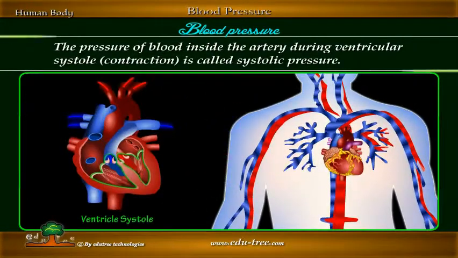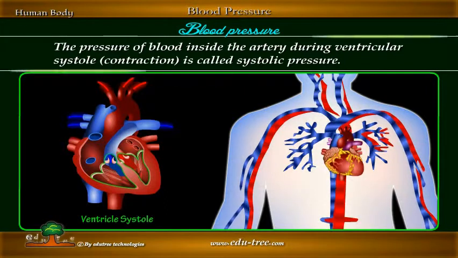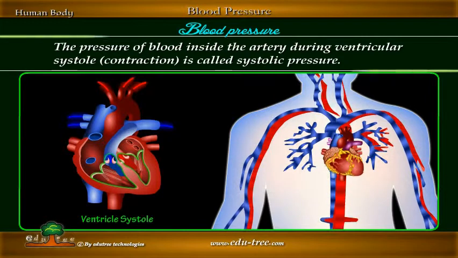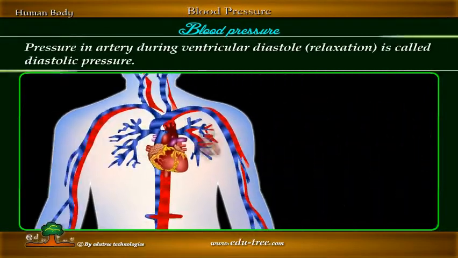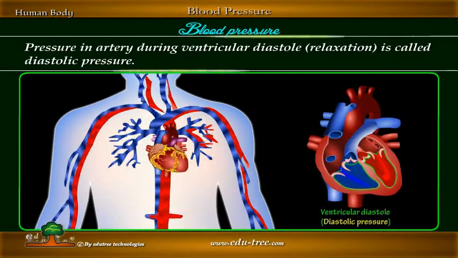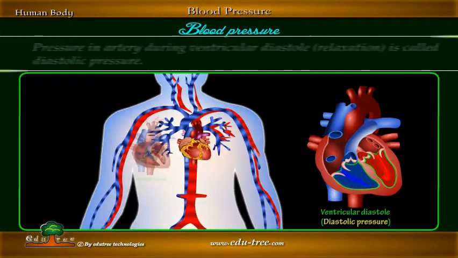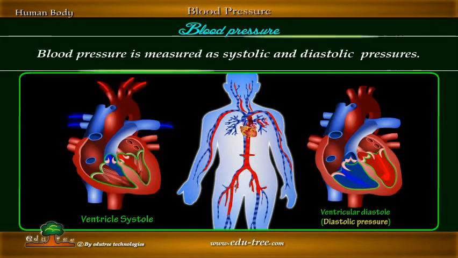The pressure of blood inside the artery during ventricular systole contraction is called systolic pressure. Pressure in artery during ventricular diastole relaxation is called diastolic pressure. Blood pressure is measured as systolic and diastolic pressures.